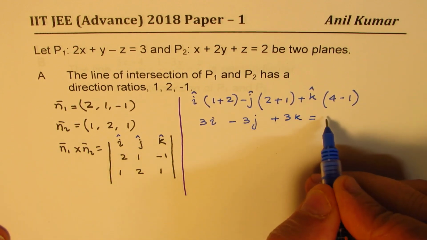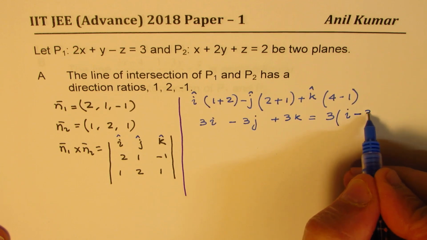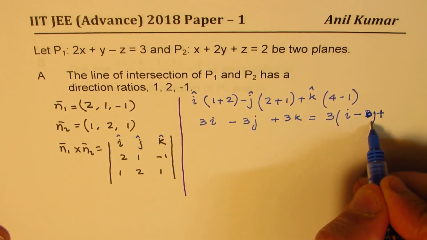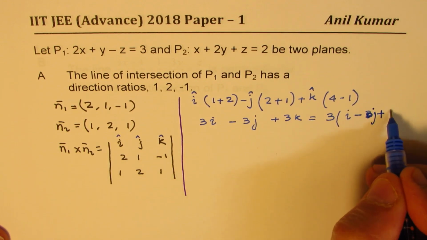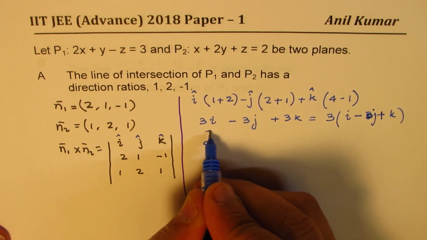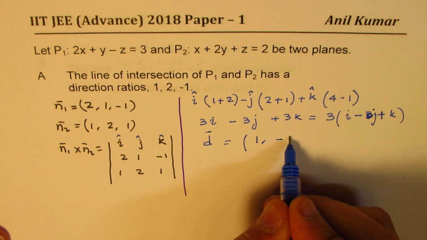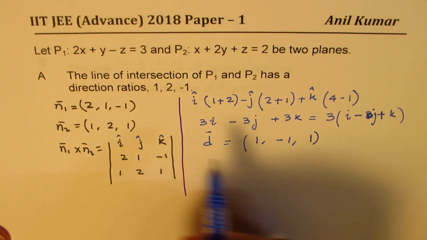So 3 you could just factor it out. We are looking for direction vector. So we get i, minus j and plus k, correct? So we just factored out 3. So basically the direction ratios, what we get? So we get the direction ratios which are what? 1, minus 1 and 1, not this.